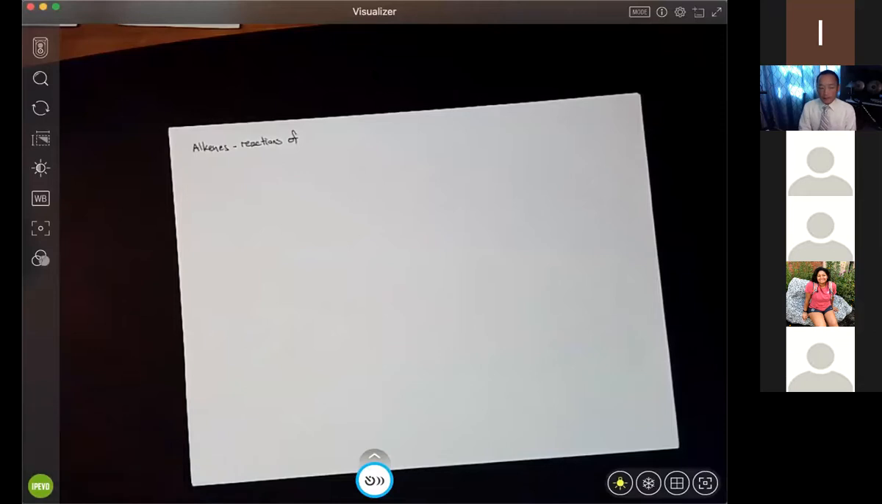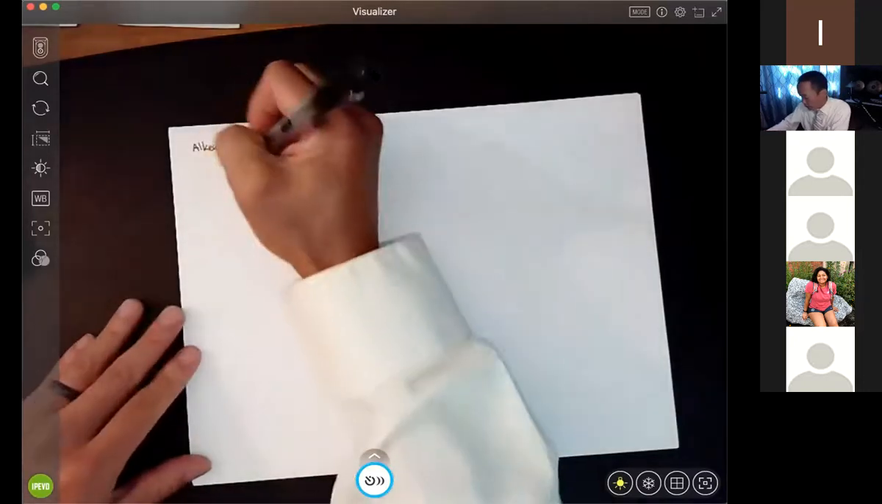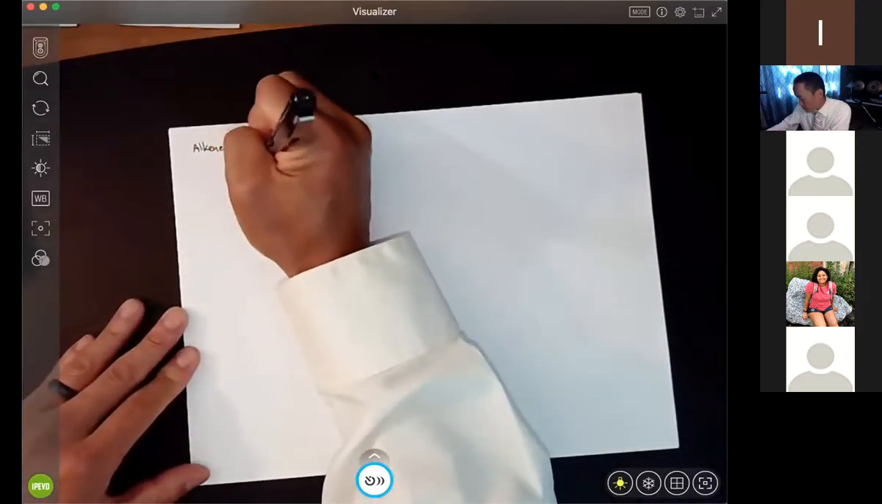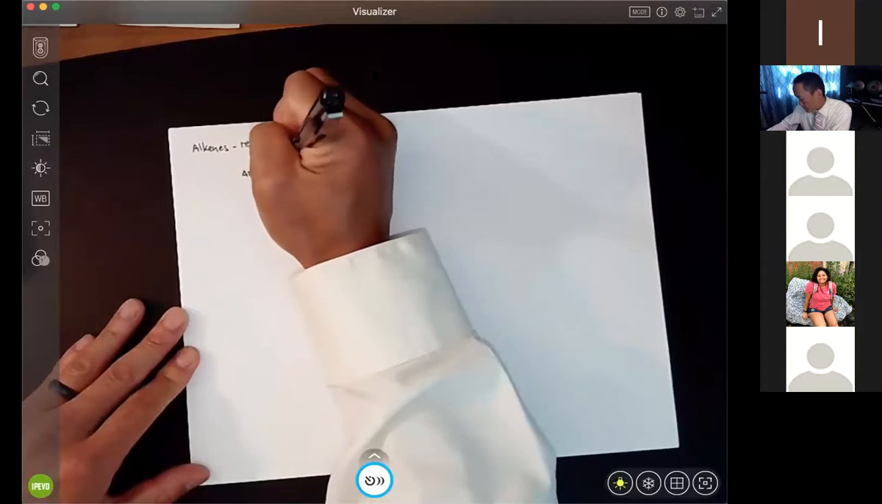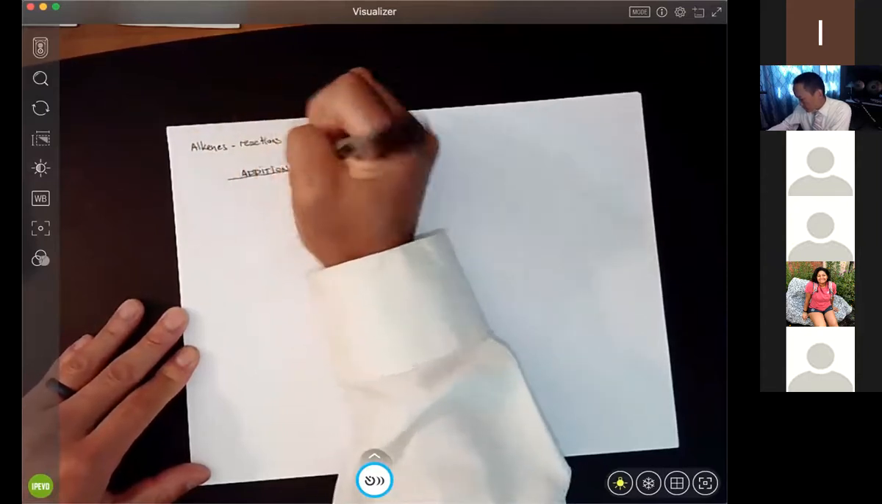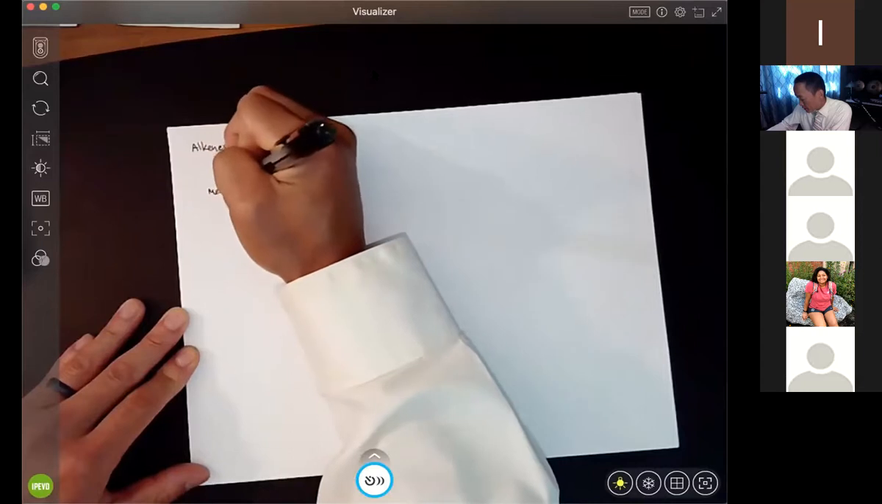Of those 10 different reactions, they all fall under really the same different types of categories. And the first one is addition reactions. And I'm going to write mechanistically.